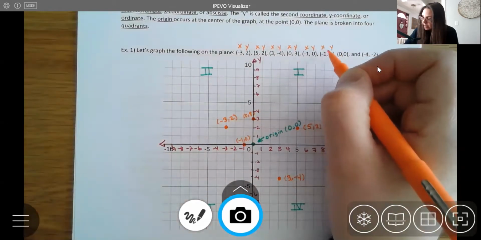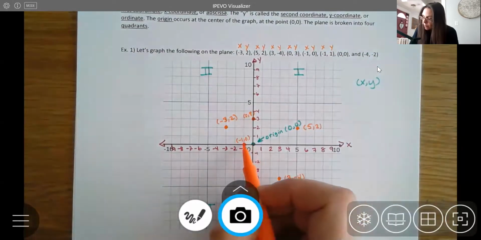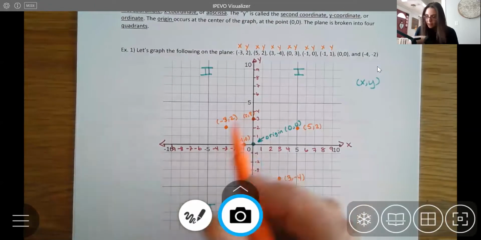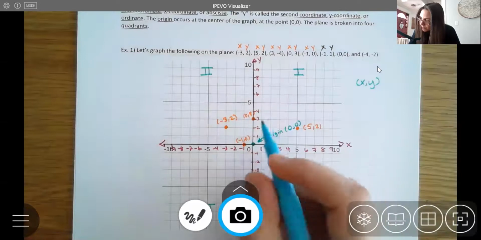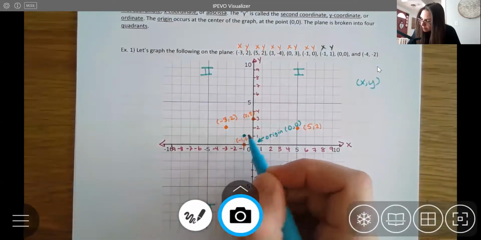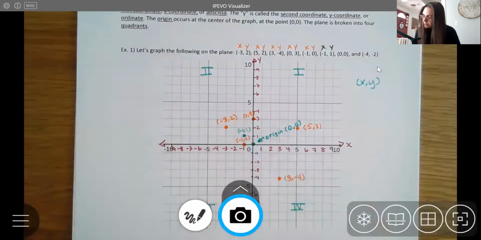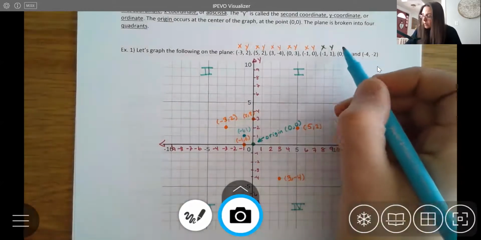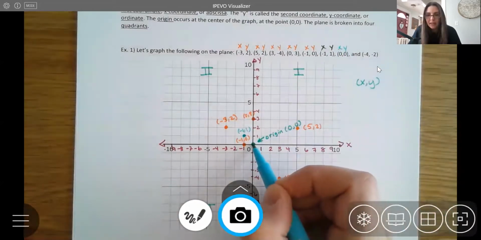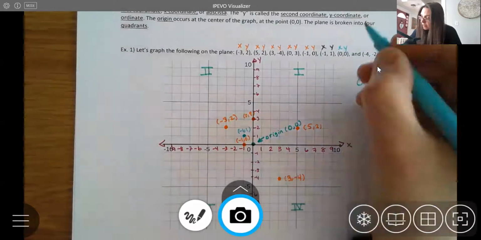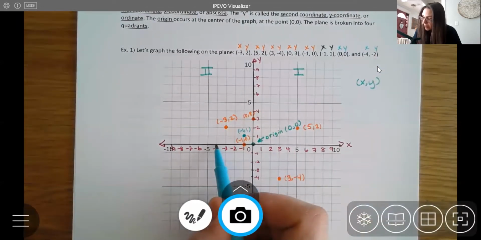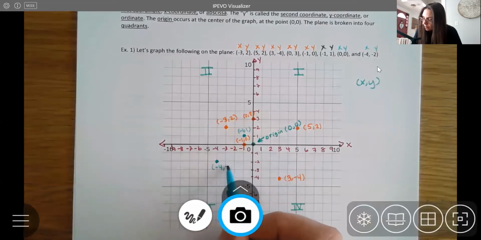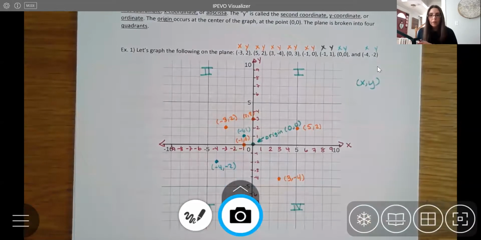All right, so let's see, (-1, 1). So my x is -1, and my y value is +1. Let's use a different color here, just so we can kind of see. So it's going to be right here. Now the origin (0, 0), we already did. It's right here at that center. And then finally, (-4, -2). So my x value is -4, my y value is -2. So there are our points.